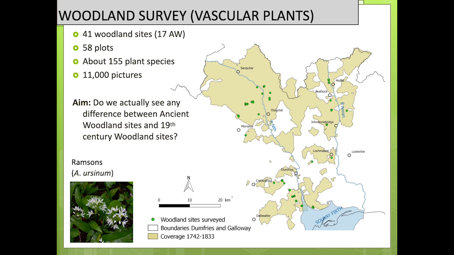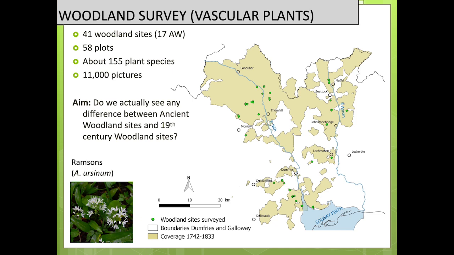41 woodland sites, 58 plots, so here you have an idea of where the woodlands are located. They are native woodlands. They were identified using estate maps, because the estate maps really provide a great opportunity to have strong case studies: woodlands for which we know the history since 1772 for most of them, or even before for a few others.